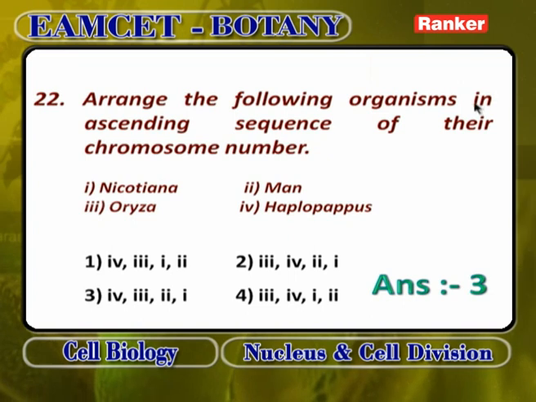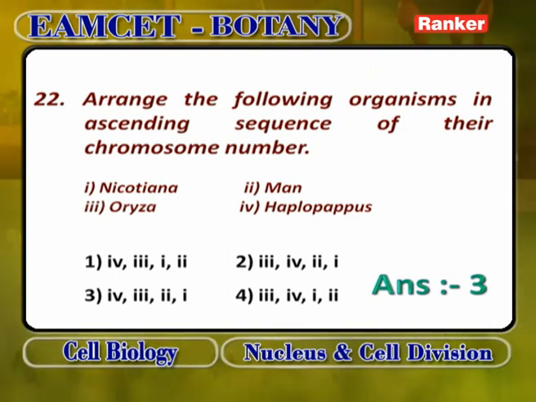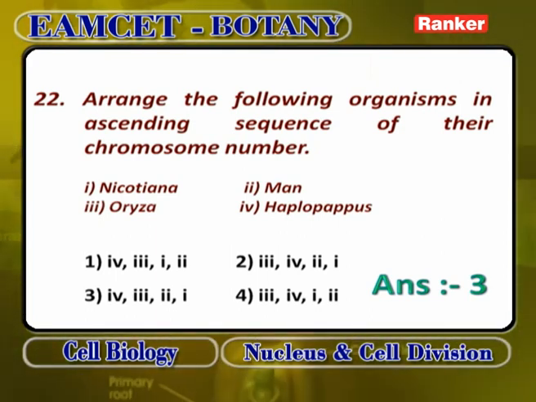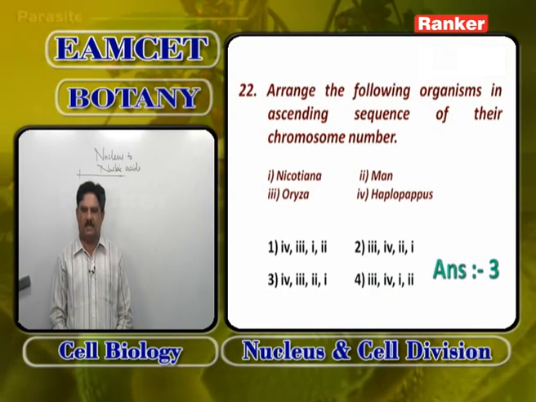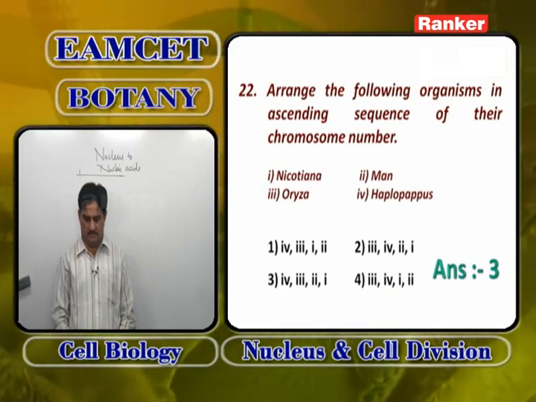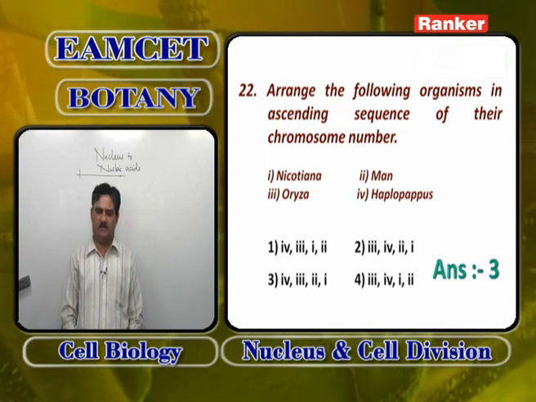Arrange the following organisms in ascending order based on their chromosomal number. Nicotiana is 48. Man is 46, 23 pairs. Oryza is 24. Haplopappus is 4. Ascending sequence, less to more: first Haplopappus 4, then Oryza 24, then man 46, then Nicotiana 48.